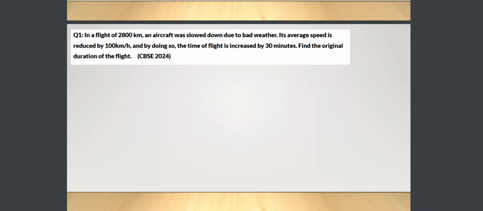Now the average speed is reduced by 100 km, that is x minus 100, and the question itself says that the time of flight is increased by 30 minutes. So you have to find the total duration of the flight. Now the time will be 2,800 divided by x minus 100. Now compare these two times and write your answer in the comment box.